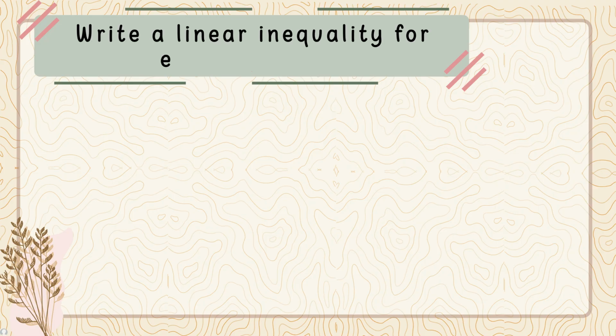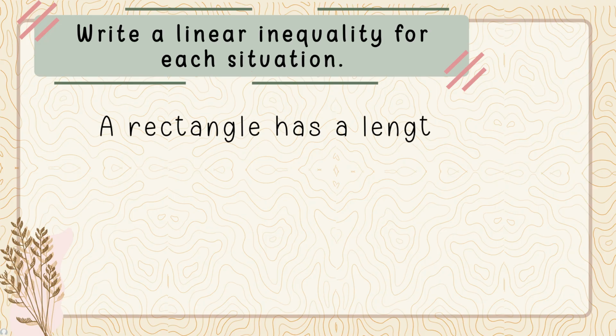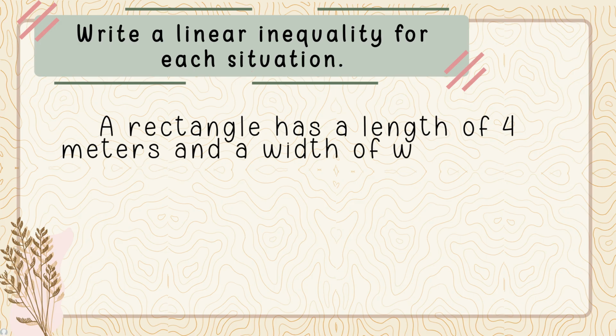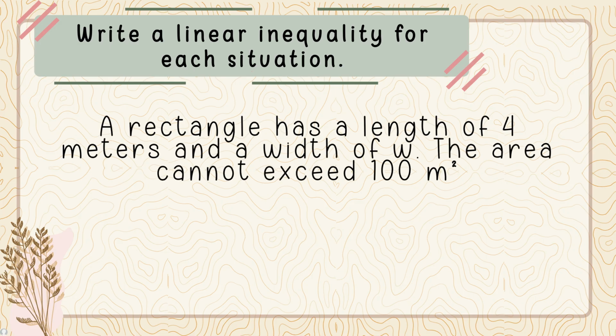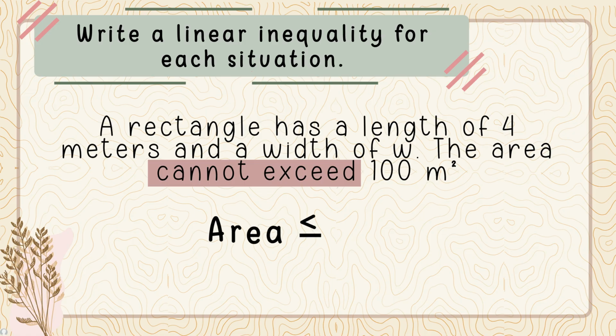Let's practice by writing a linear inequality for each situation. A rectangle has a length of 4 meters and a width of w. The area cannot exceed 100 meters squared. So we know that the area cannot exceed. So that says that we'll use the symbol less than or equal to. So we can write this as the area must be less than or equal to 100 meters squared.